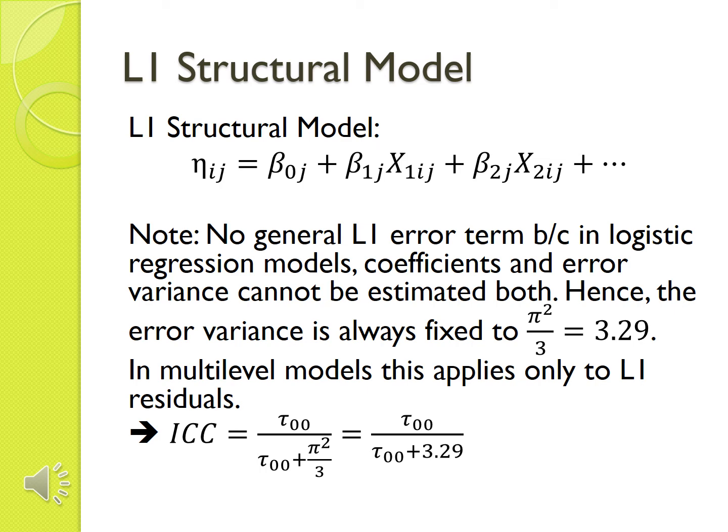B, if you want to calculate an ICC, you need a level 1 variance. So the ICC formula gets simplified, and all you need then is your tau 0 0. And as you can see below, all you do then is plug in 3.29 for your level 1 variance, and that's how you can calculate your ICC. Don't forget about that, because it is really puzzling if you look at the output and you can't find your level 1 variance and you need to calculate an ICC.